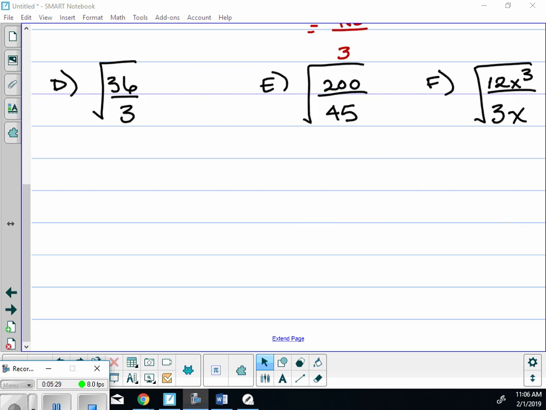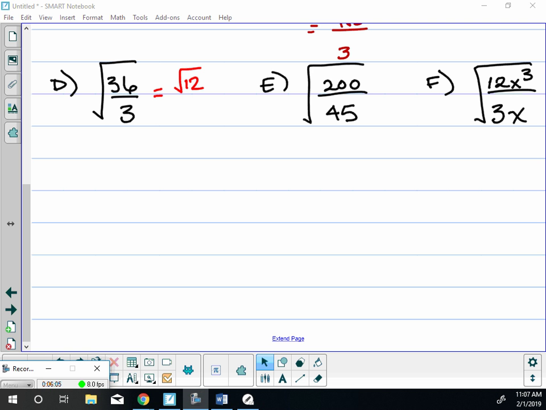When you are taking the square root of a fraction, the first thing to look for is, can you simplify the fraction? In other words, is 36 divisible by 3, or do 36 and 3 have common factors? Is 36 divisible by 3? Yep. So what is 36 divided by 3? 12. So square root of 36 divided by 3 is just the square root of 12.